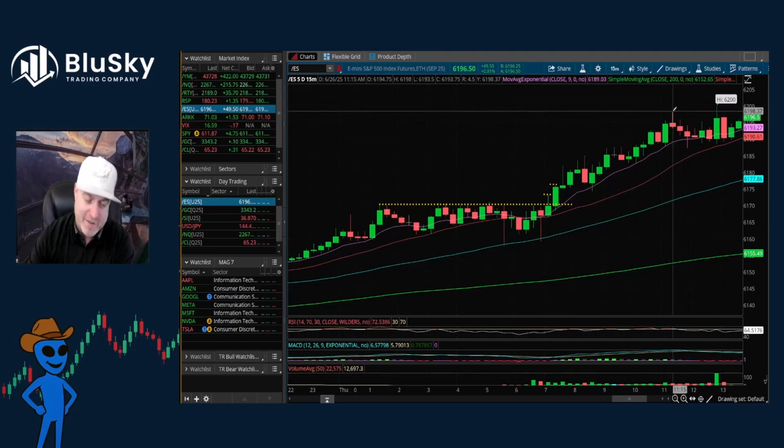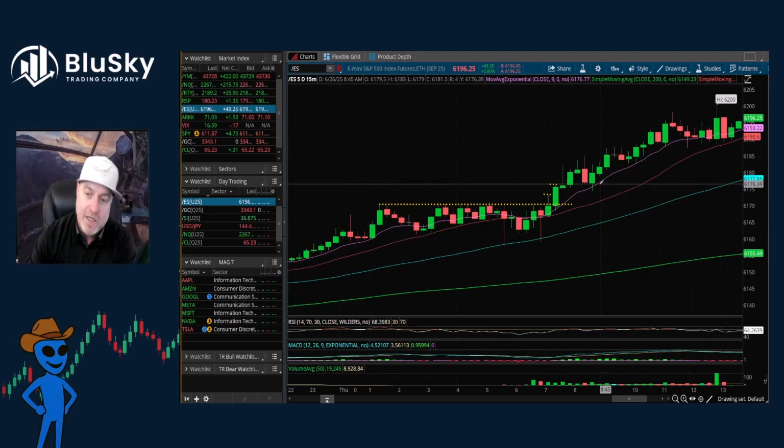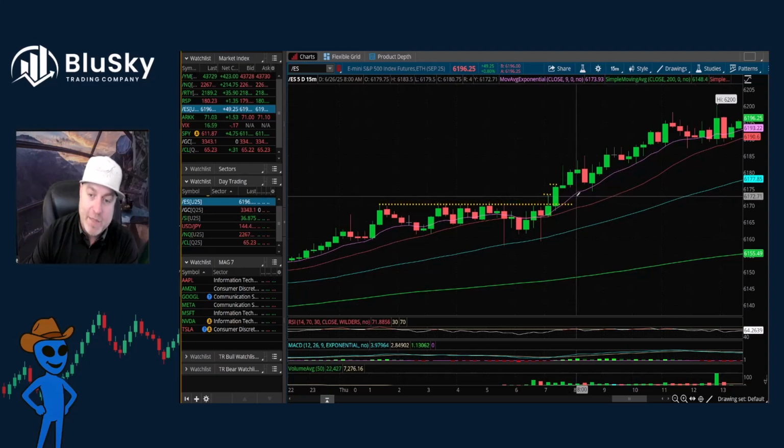I should have got out because my target was 6,200, but I got out once it got underneath the 90 EMA. I actually thought it was going to close here. And so basically what I said to myself is, okay, I'm going to stay in this trade as long as it stays above the 90 EMA here. As long as it stays above the 90 EMA here, I want to stay in the trade.